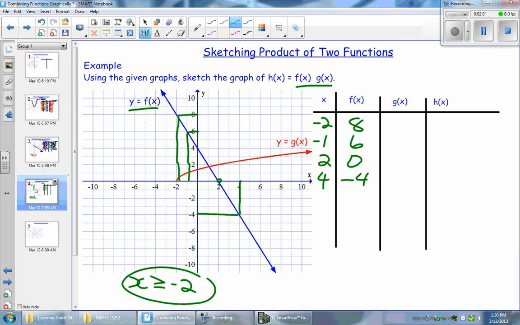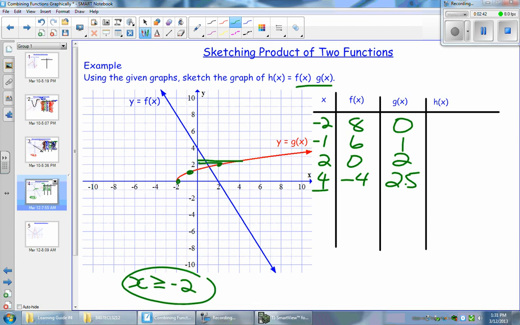Okay, so now we're going to read some points off the graph of g of x. I'm going to erase this here. And g of x is that red curve, it looks like a radical function. At -2, my y value is going to be 0. At -1, my y value is going to be about +1. At 2, my y value is going to be +2. And at 4, I have to do a little bit of approximation here. It looks like it's going to be about 2.5. As best as you can, just approximate where necessary.